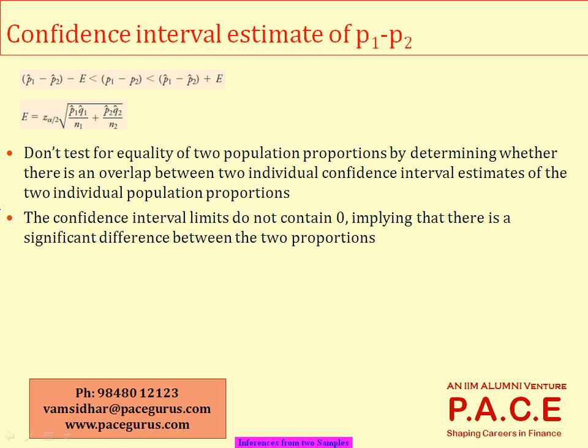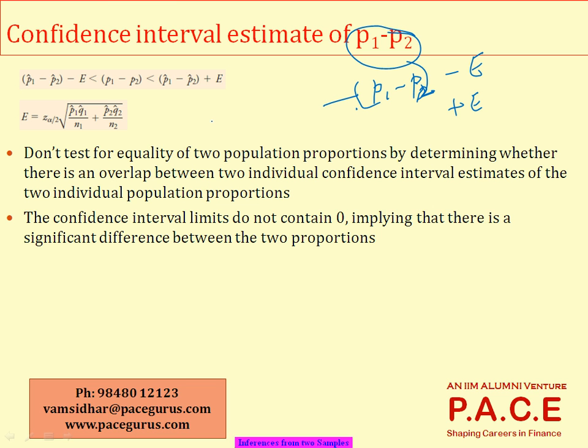Sometimes I may be more interested in finding out the confidence interval also of the difference. What is the range of these differences? The difference between p1 minus p2, what could be the minimum value, or what are the ranges? p1 minus p2 minus some margin of error, plus some margin of error. So what is the range in which the difference is going to lie with a 95% level of confidence?